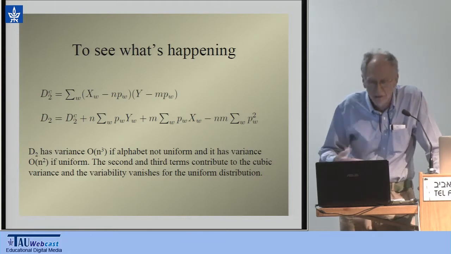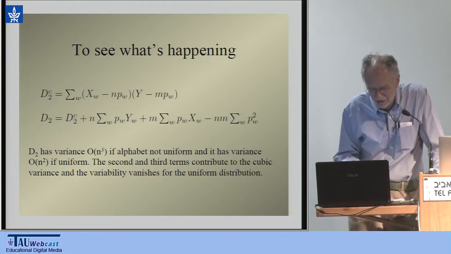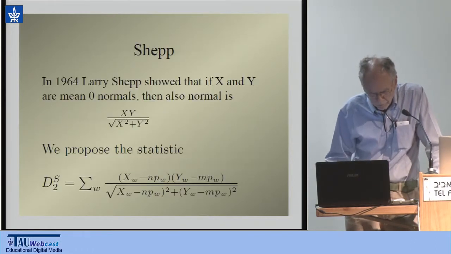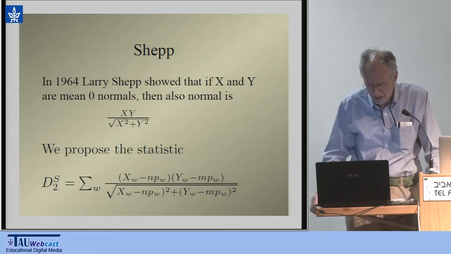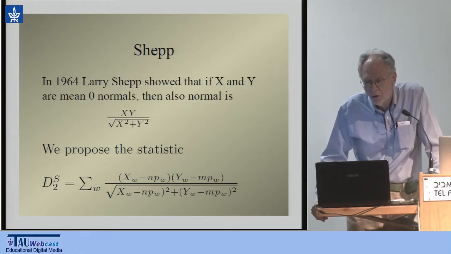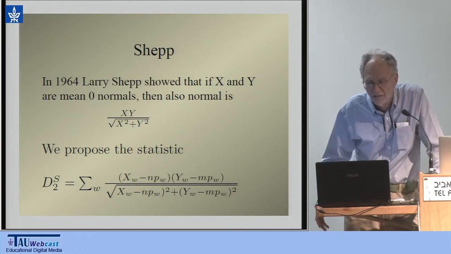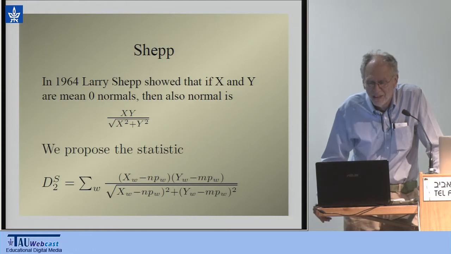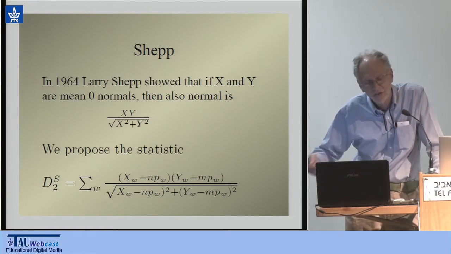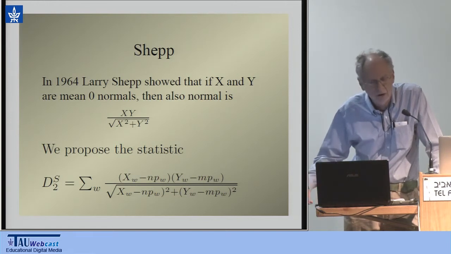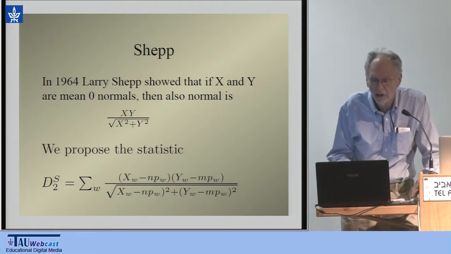So you got it. It's a lot of fun for an applied probabilist to mess around with this. Also, Larry Shepp, who passed away recently, when he must have been a baby, in 1964, he had this result that Feller puts in his second volume. If X and Y are mean zero normals, X times Y divided by the square root of the sum of the squares is also normal. And so we did an analogous statistic for this.